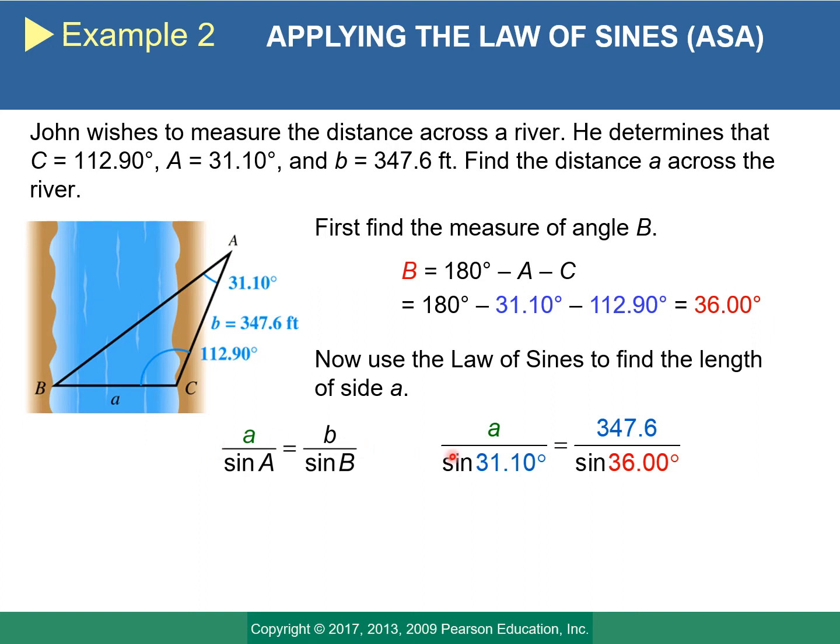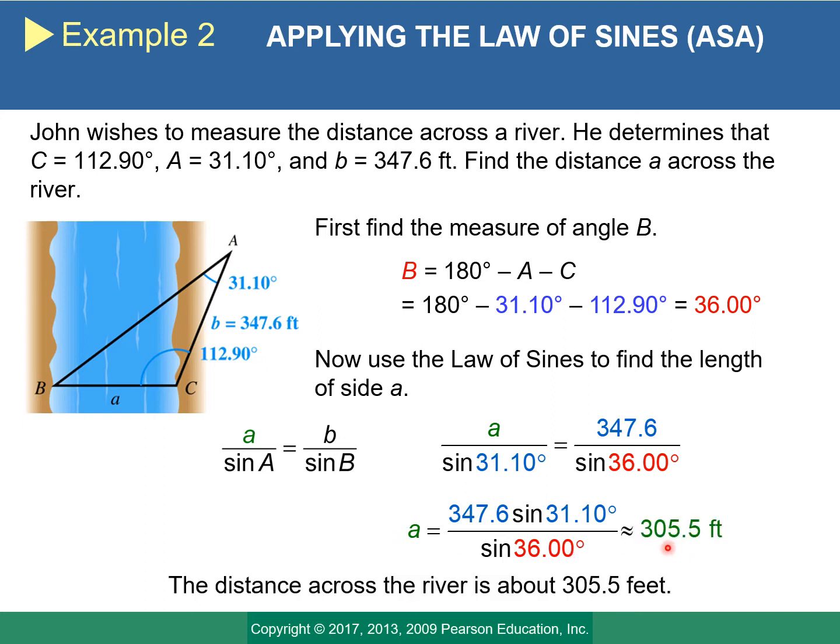Now we fill in our given values and then our found value of 36 degrees, but this was exact because we had exact values given for our angles, and then we solve for a little a. So multiply both sides of this equation by the denominator, sine 31.10. And so here's what a is exactly, and then in your calculator in degree mode, it's approximately 305.5 feet, and so that represented the distance across the river, 305 feet across.